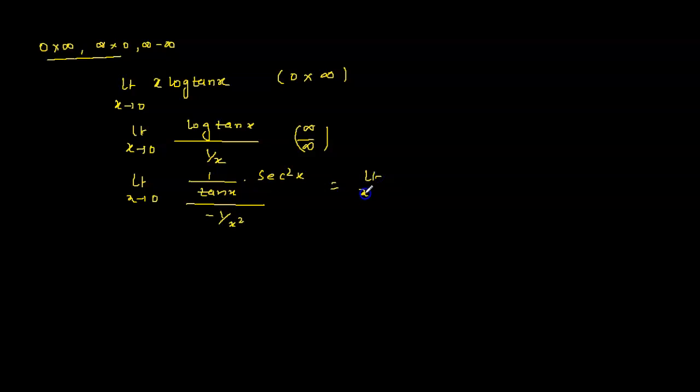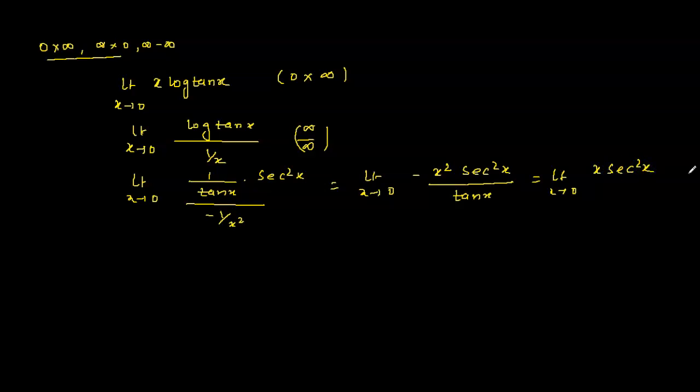So limit of x tends to 0, if you simplify, this x square will go with the secant square. So secant square of x divided by tan of x. This one x you can take here and it becomes 1 here, x by tan of x. So only it will be x into secant square of x.